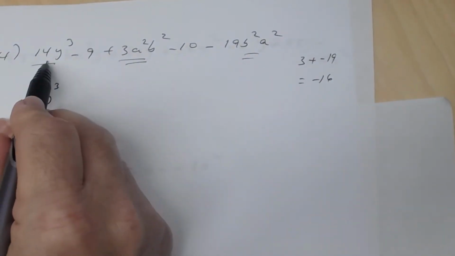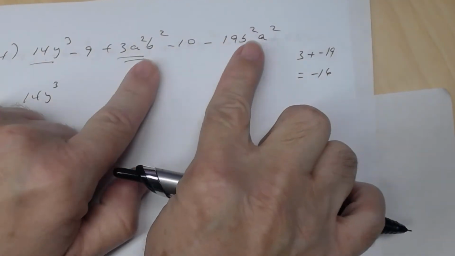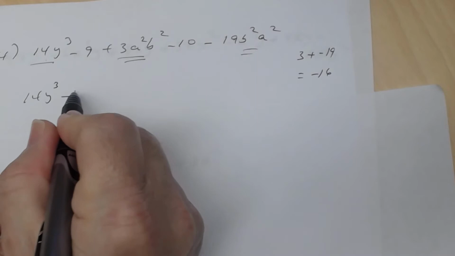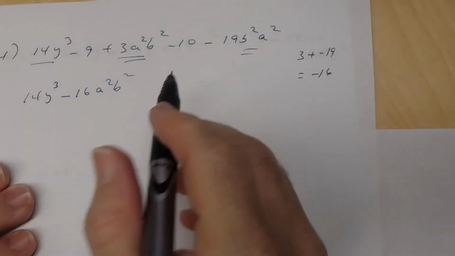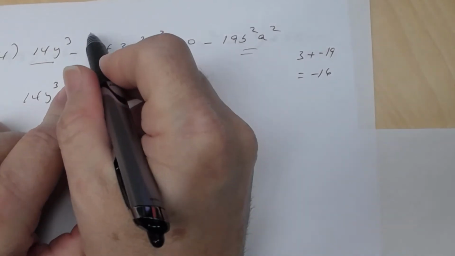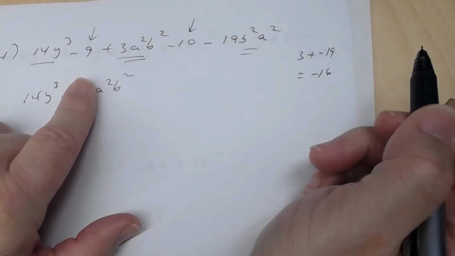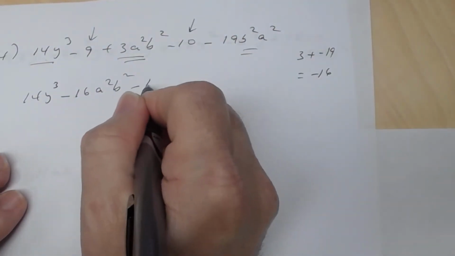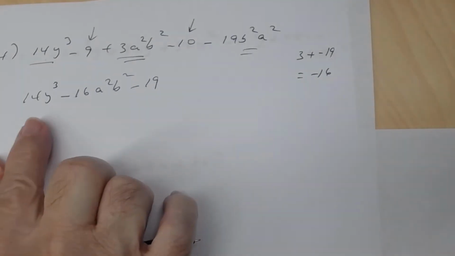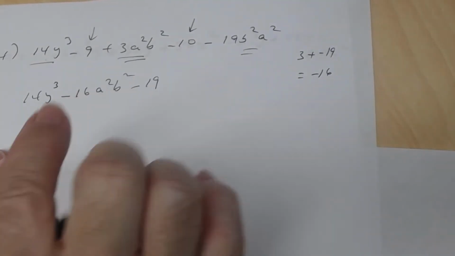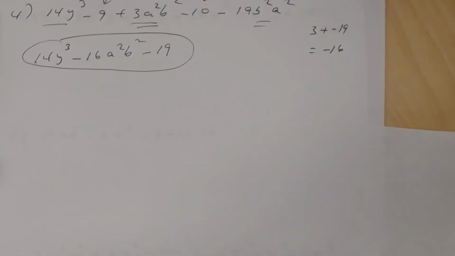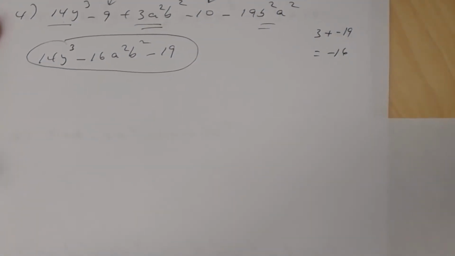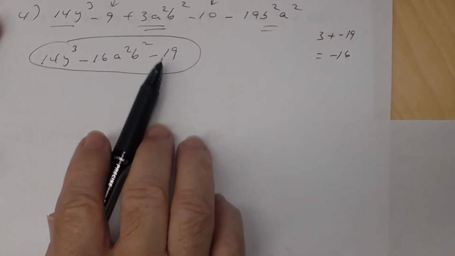So I get 14y cubed, and then when I combine these two, I'm going to get minus 16a squared b squared. And now let's talk about the constants. So a negative 9 and a negative 10 is a negative 19. And you're done. Now, again, these are not like terms, so you're done. Again, we're not talking about descending order here, since they have multiple variables, but we still put the constant last.